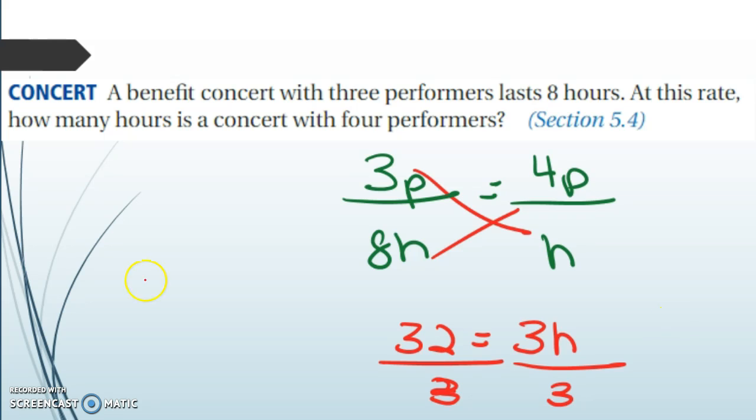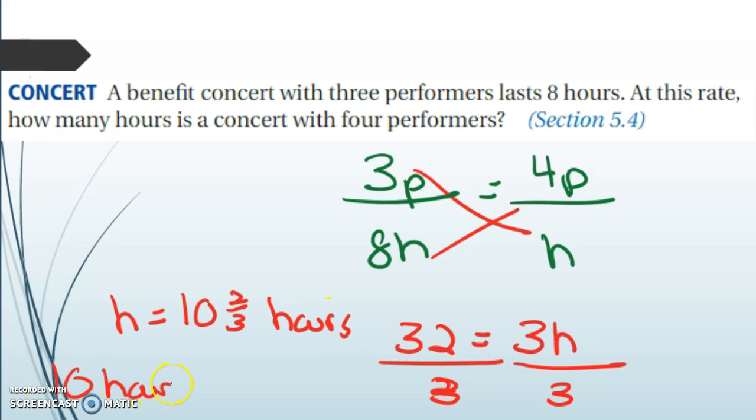If you were to divide, you would get that h is equal to 10 2/3 hours, or in terms of hours, that would be 10 hours, 40 minutes. Either one will work for that one. Actually, you know what? For this one, I would want this answer, because this is talking about time. Okay, so 2/3 of an hour is 40 minutes.